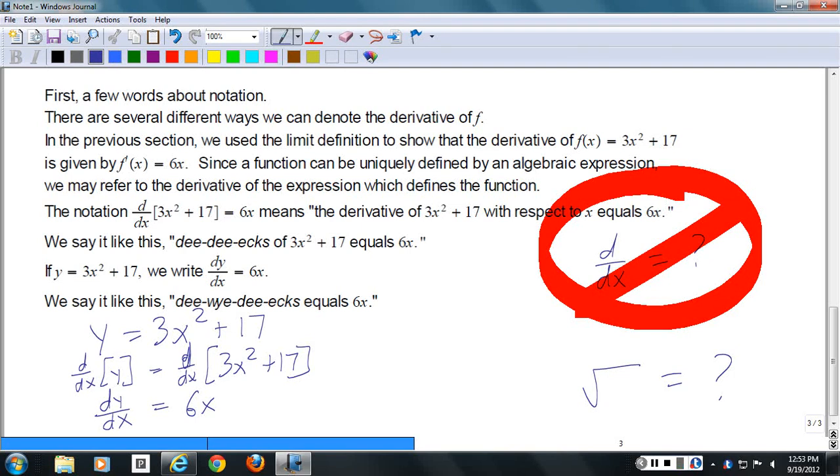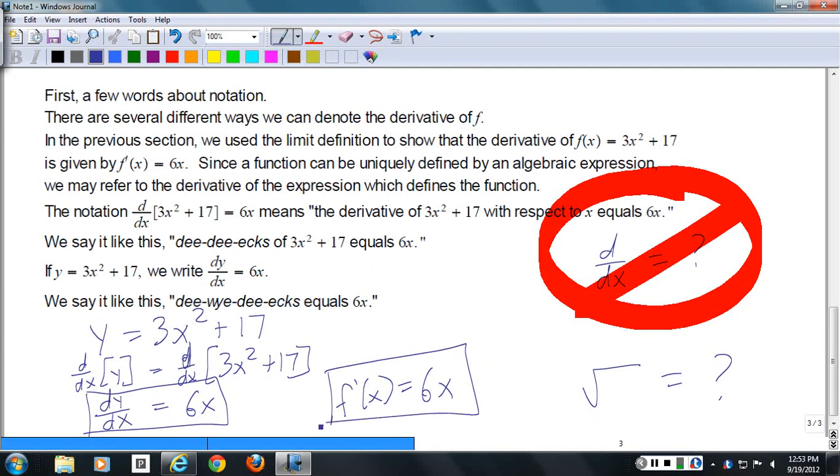d dx never equals anything, but dy dx is the notation we use to indicate the derivative of an expression that we've denoted as y in terms of x. So dy dx and f prime of x are being used in exactly the same way. So if the problem says find f prime of x, it means find the derivative. If it says find dy dx, it means find the derivative.